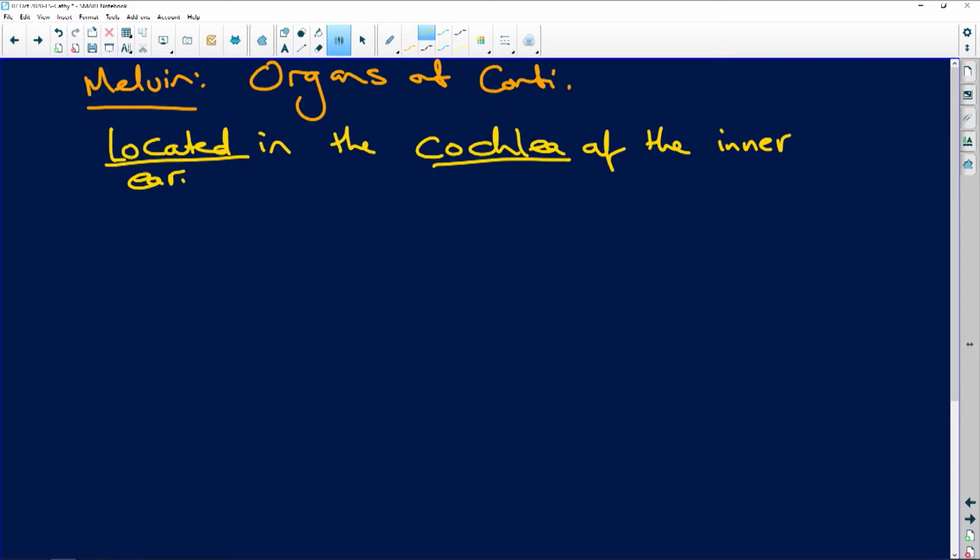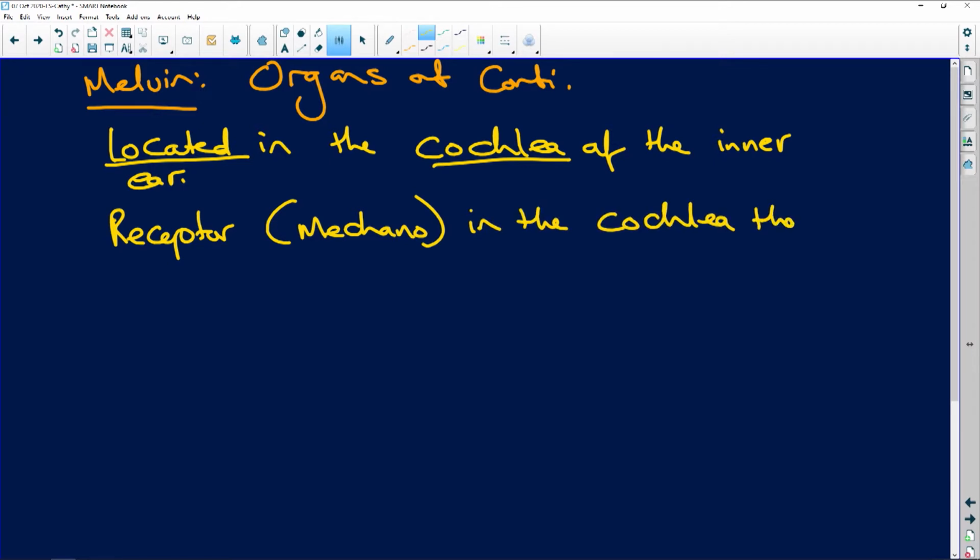And what do they do? They are receptors. They're actually called mechanoreceptors, but I'm going to write receptors, and I'm going to put in brackets mechano so that you remember. Mechanoreceptors in the cochlea that convert sound waves into impulses.